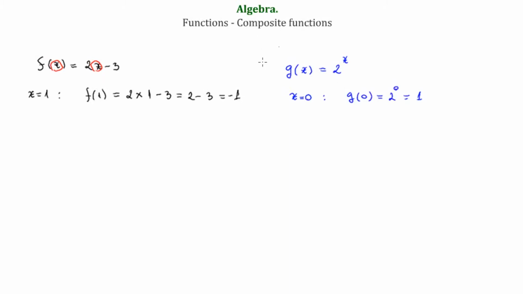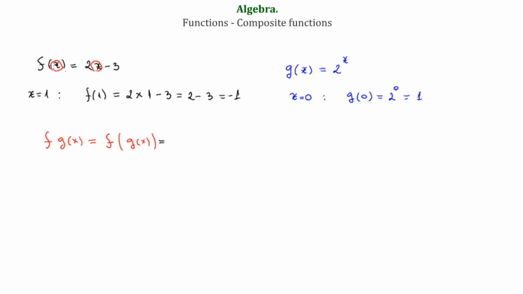So then, what are composite functions? Well, we can start out by saying the composite function f of g of x. Now what this means is that in our function, which is f, we replace the variable x with the variable g of x, thus obtaining a composite function. Let's see what that would look like.